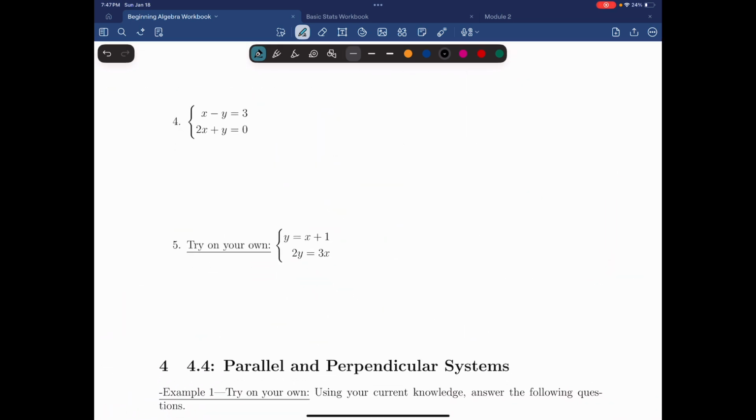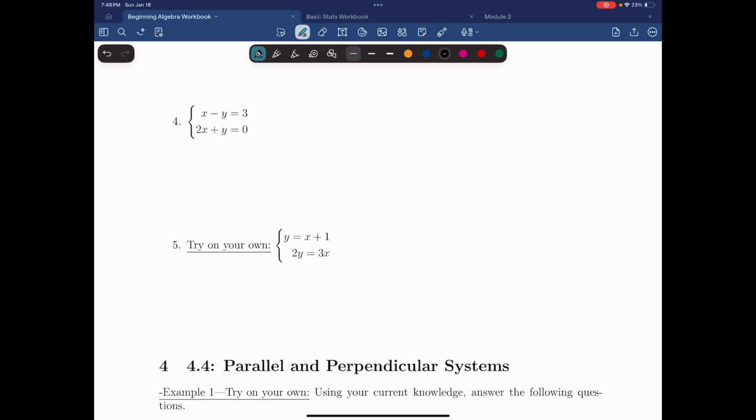Alrighty. Looking at example number 4, we have x minus y equals 3 and 2x plus y equals 0. So none of these equations are set equal to a variable. So how might we use substitution for this? Well, we can use substitution by taking one of the equations and manipulating it so we can get one of them set equal to a variable.